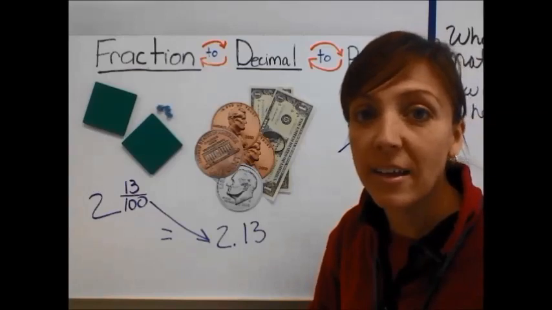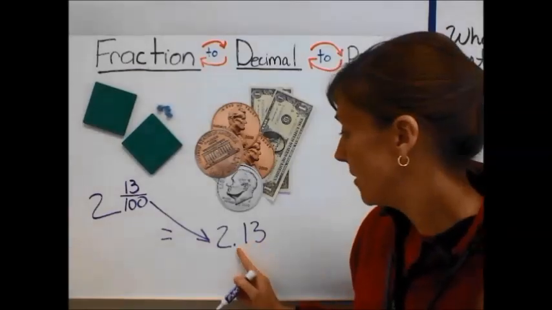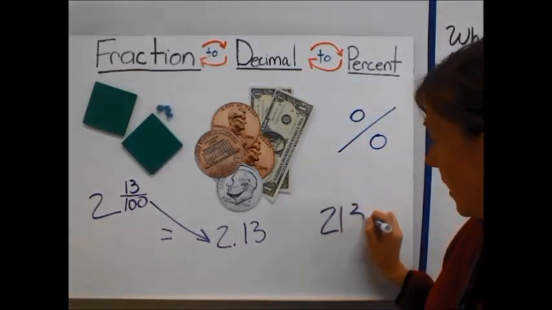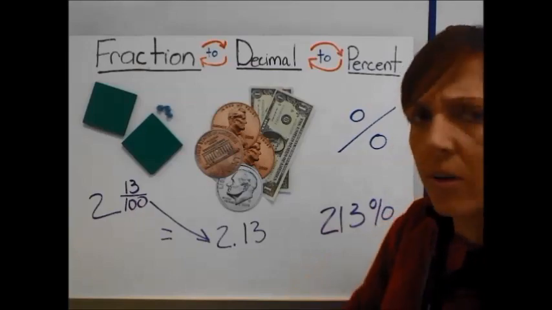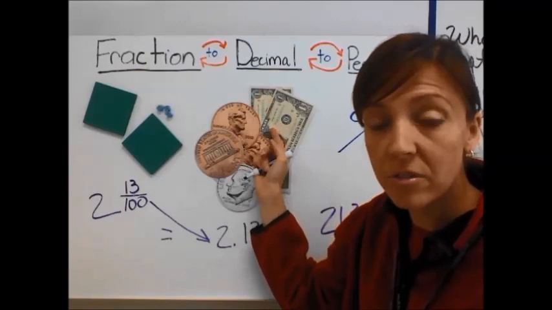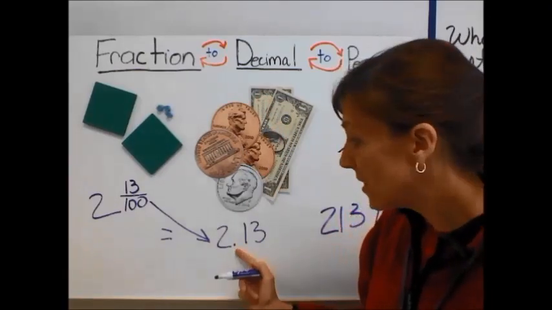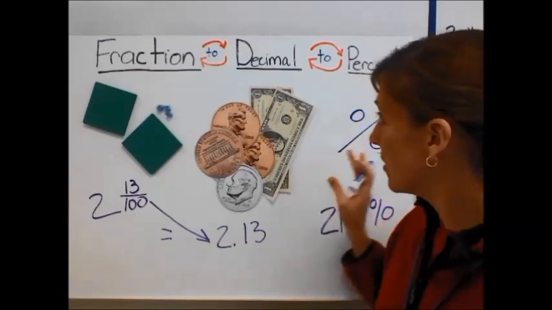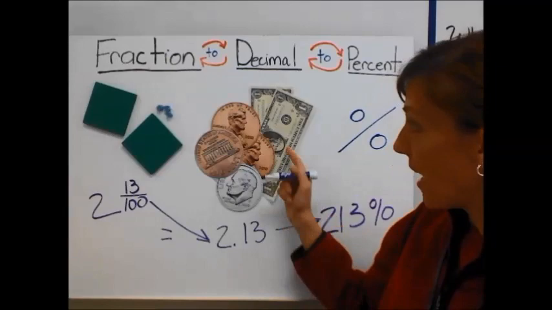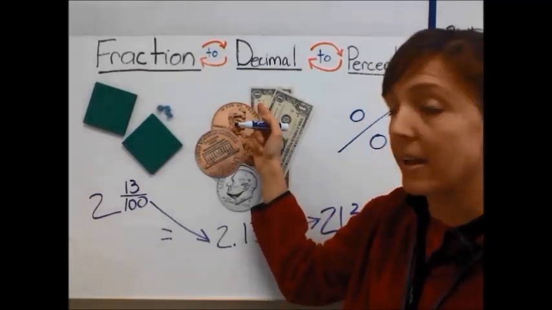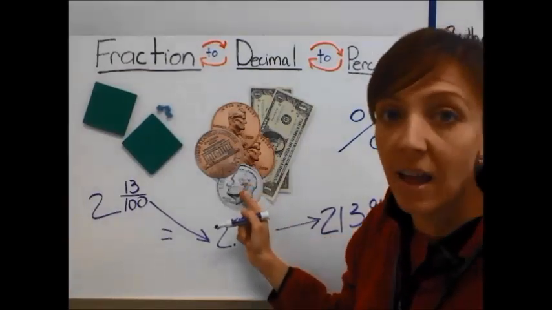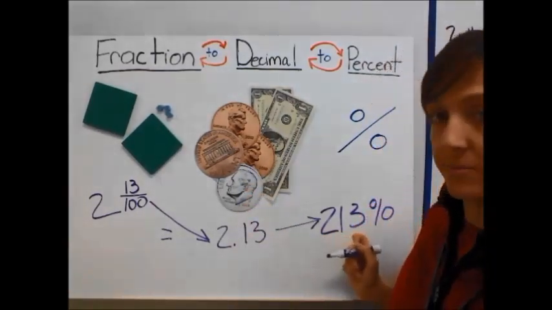All I have to do to change a decimal into a percent is move the decimal point 2 places to the right. So I have 213%. How can you have 213%? Well, I have 2 whole dollars. Whenever you have a whole, that means that the number's in front of the decimal. Well, we're going to talk about the meaning of percent, but since I have 100% of a dollar twice, then that's 200%, and 3 pennies and a dime is 13% of a dollar.